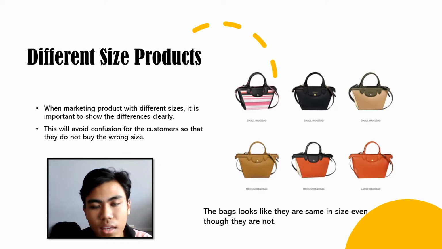are small and medium. From the picture, we can see that the size of the bags looks the same, and the only way to differentiate the sizes is by reading the small text below it. From the picture, we cannot differentiate the size clearly, and this will cause confusion towards the customers. So, we need to show the differences in the size of the product clearly when marketing our product.